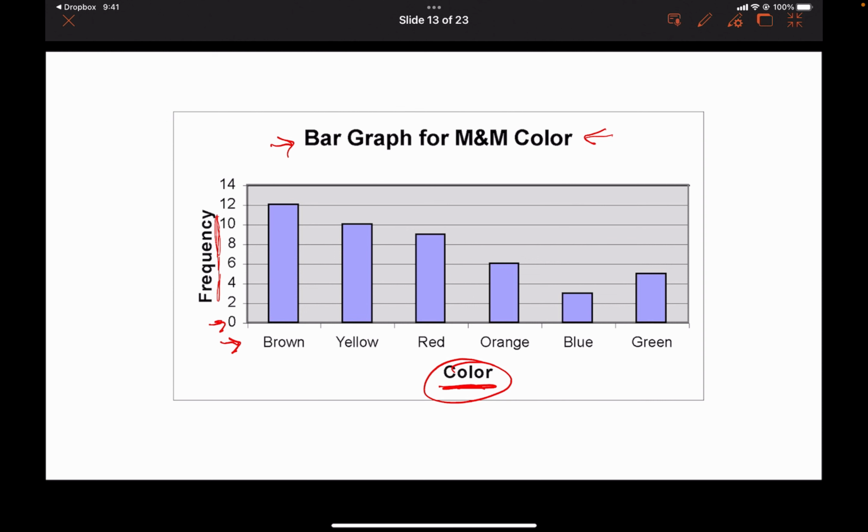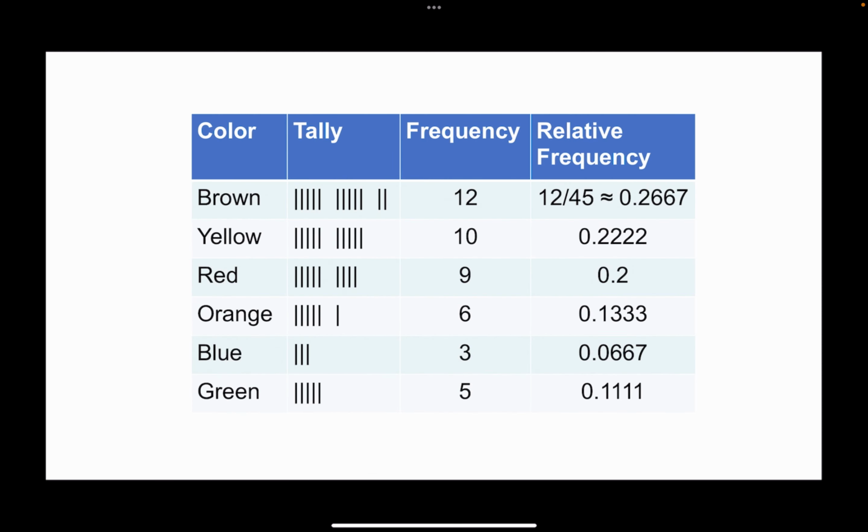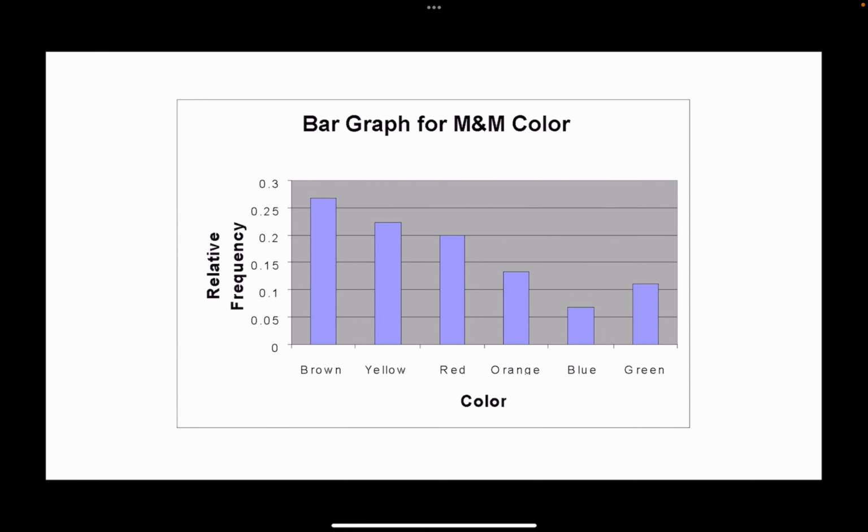So let's take a look at a relative frequency bar graph. It's going to look almost identical. Here's my relative frequency table, and here is my relative frequency bar graph. It looks almost identical. The difference is on my vertical axis, or my y-axis, where my tick marks are going up by the proportions.